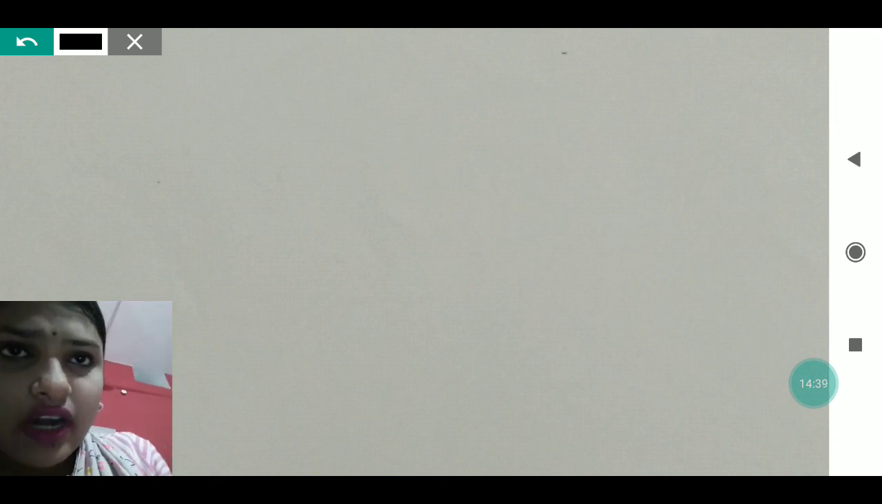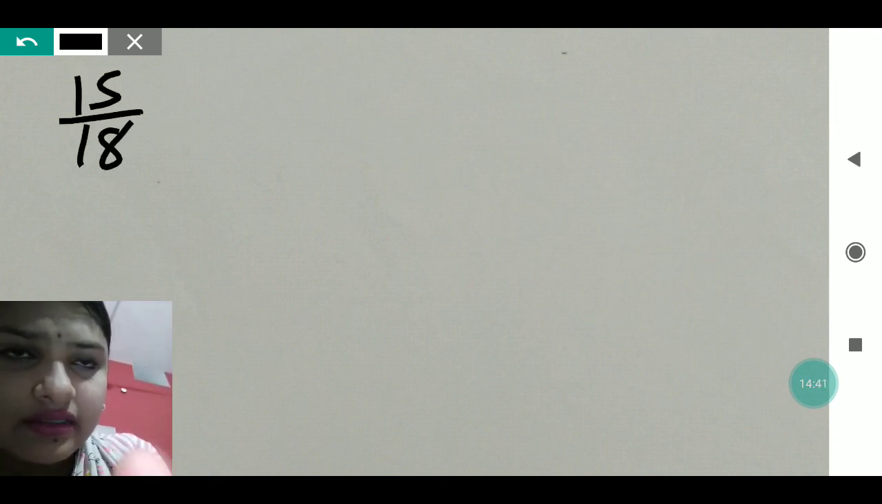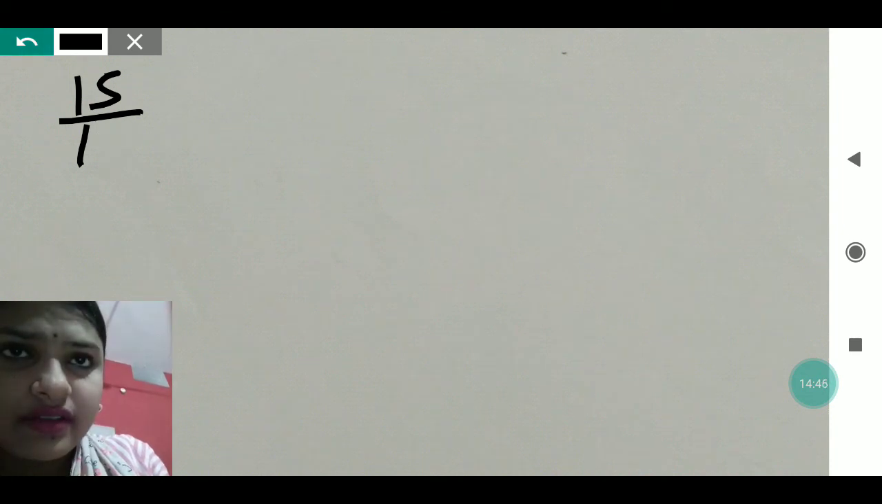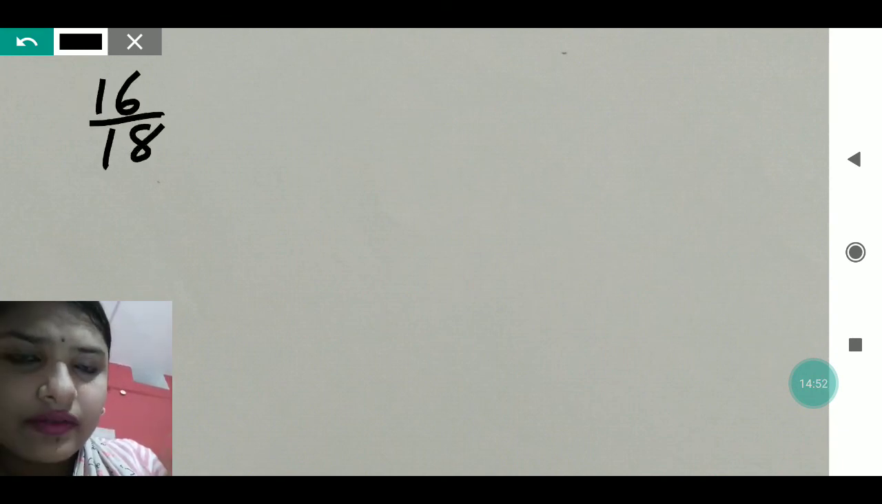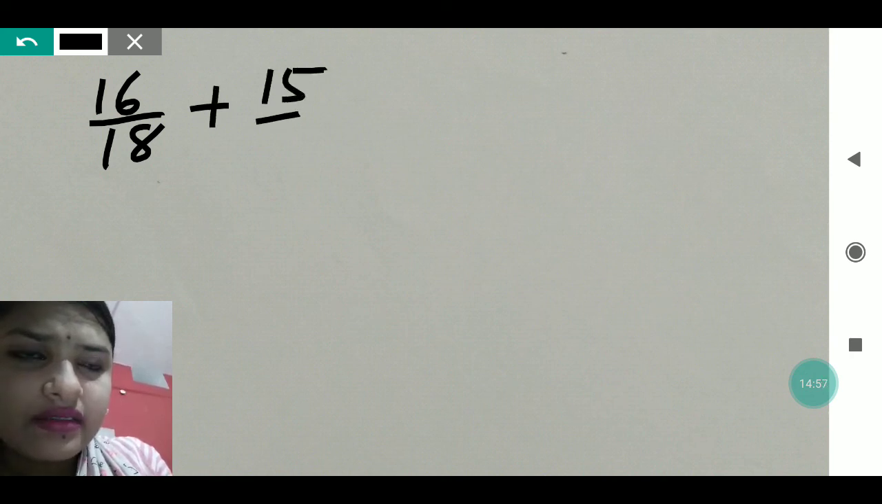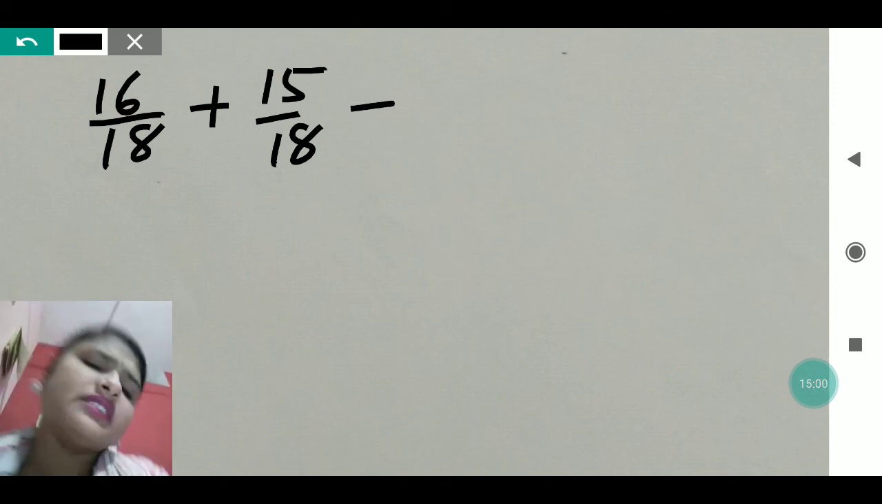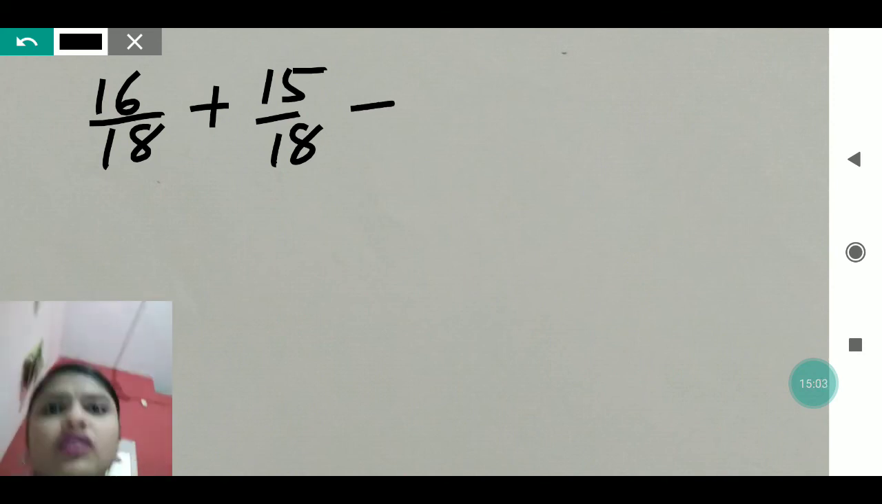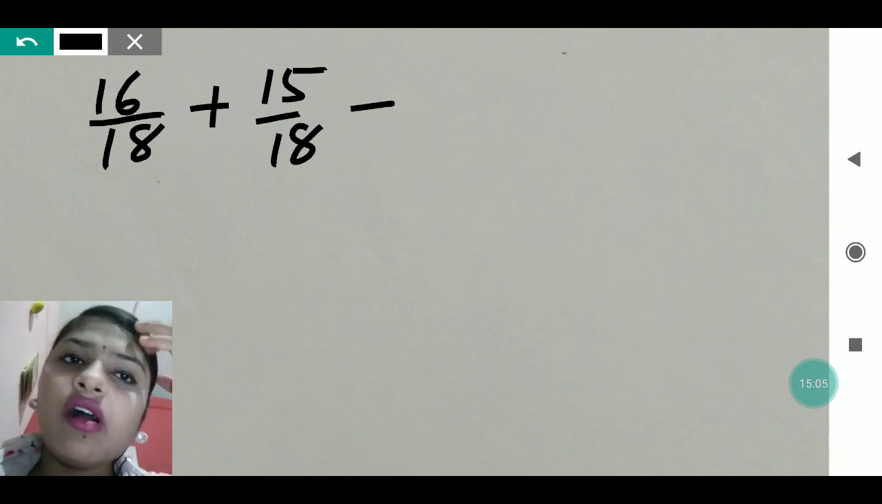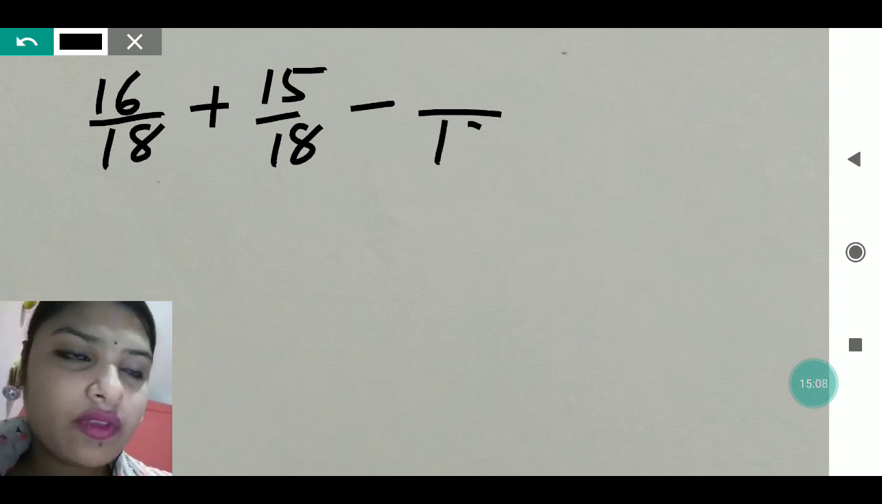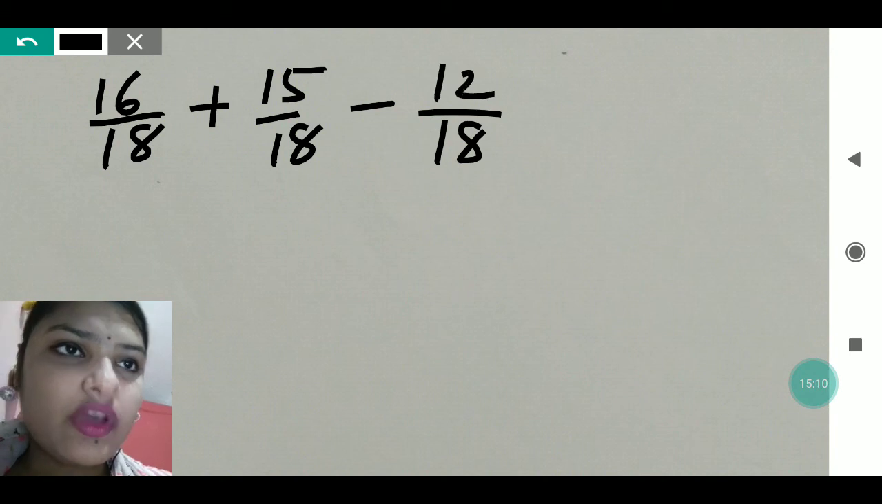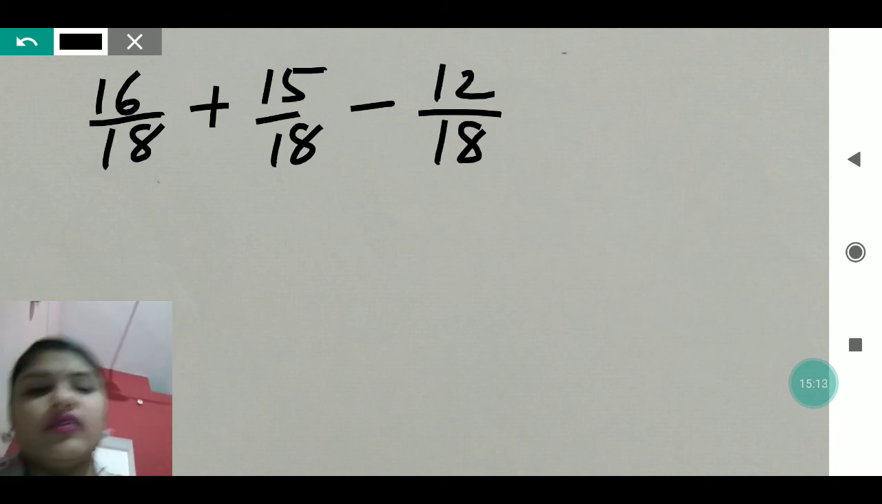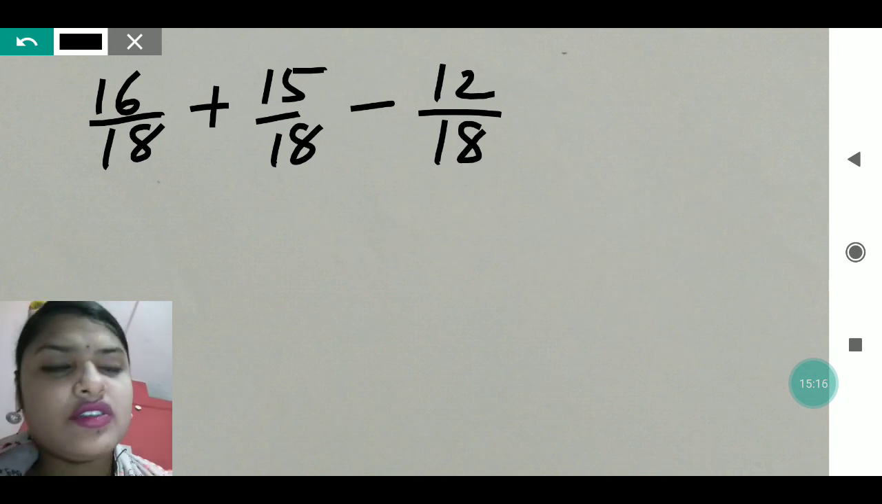Now, we have got the answers. First we have got 16 by 18 plus 15 by 18 minus, what was the number, 12 by 18. Yes, 12 by 18 it was. So this is the answer which we have got.